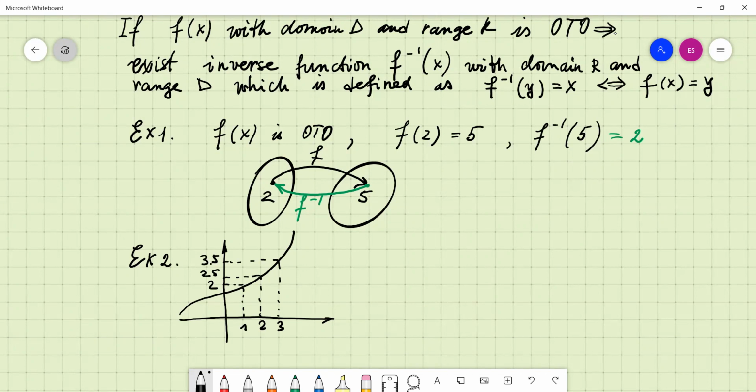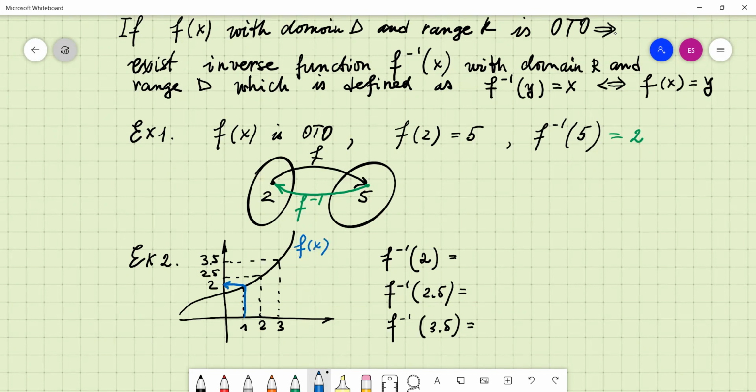And the question is, what is the inverse function of 2? What is the inverse function of 2.5? And what is the inverse function of 3.5? Can we answer these questions looking at the graph? Well, you see that the direct function takes 1 and brings it into 2, right? That's f of x. So what is the inverse function going to do?